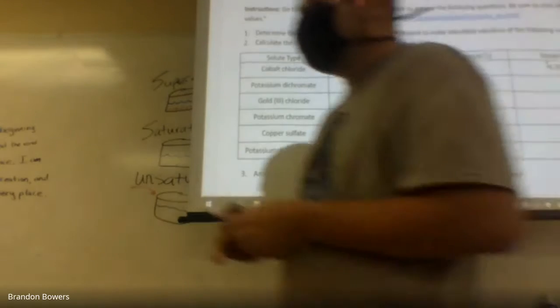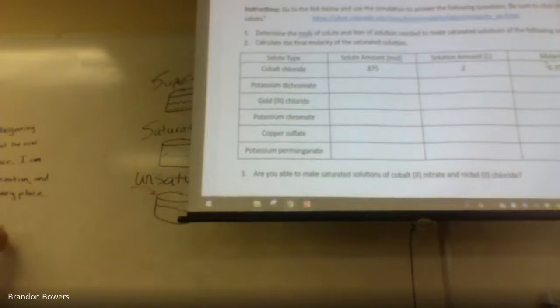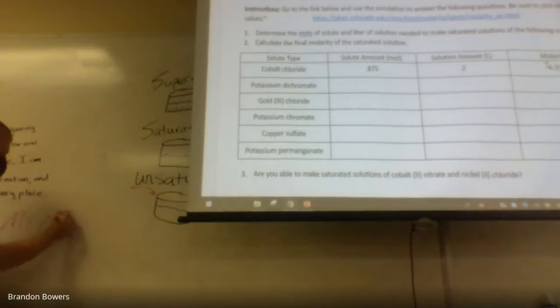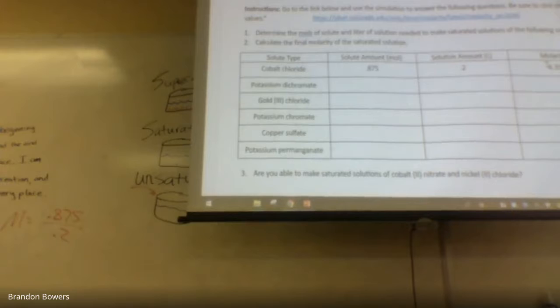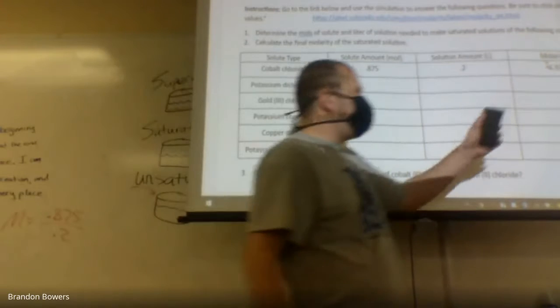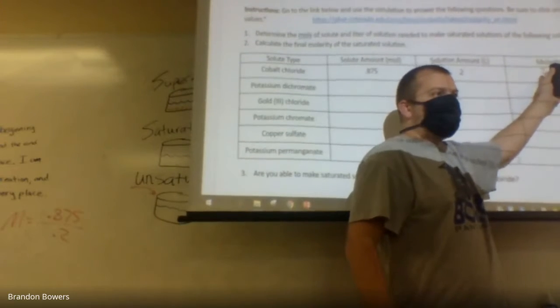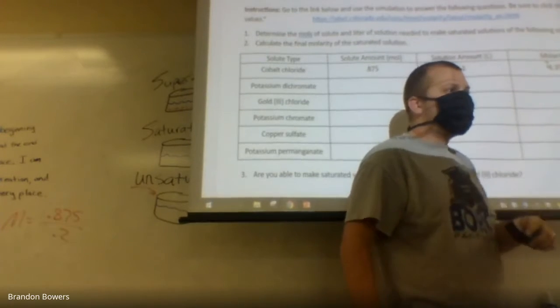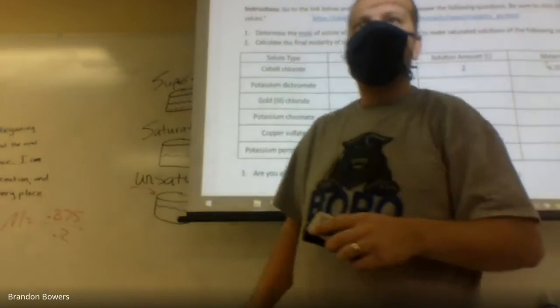Now, mathematically, does this make sense? Molarity is equal to moles over liters. My moles is 0.875. My liters is 0.2. Does anybody have a calculator? Can you plug those two in? 0.875 divided by 0.2. Yep, 4.375. There it is. Pretty close at least. That's what we're doing. Does that make sense?